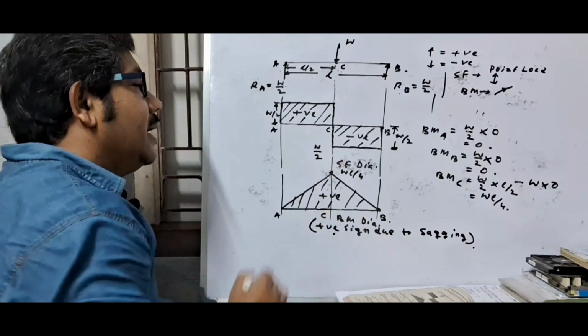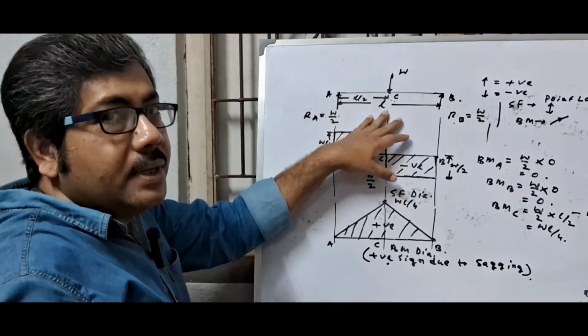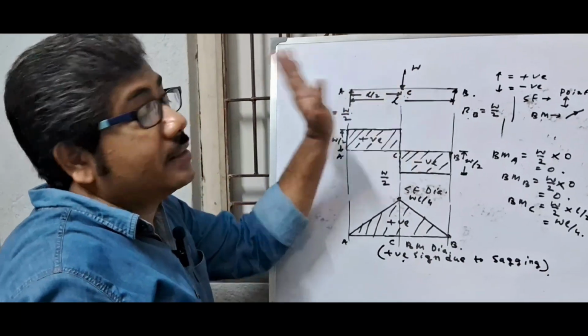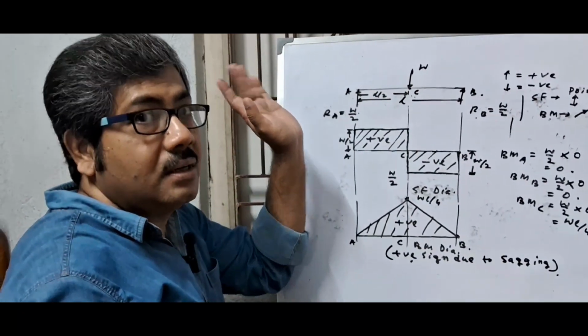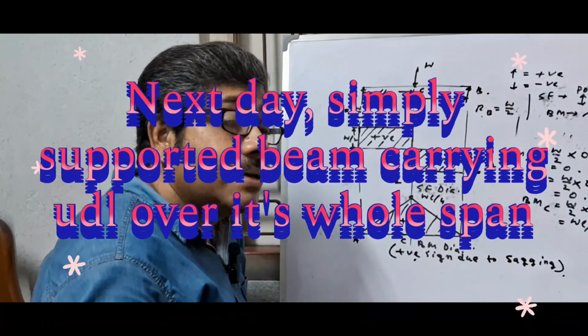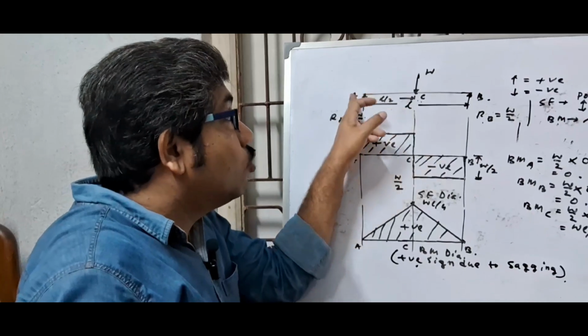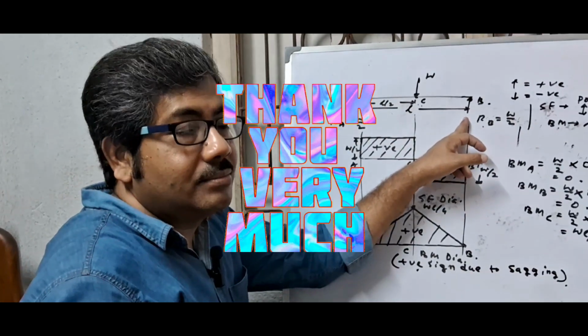And this is the SF and BM diagram for a simply supported beam carrying a point load at the middle point. On the next day we will draw the SF and BM diagram for a simply supported beam carrying UDL over the whole span. Thank you.